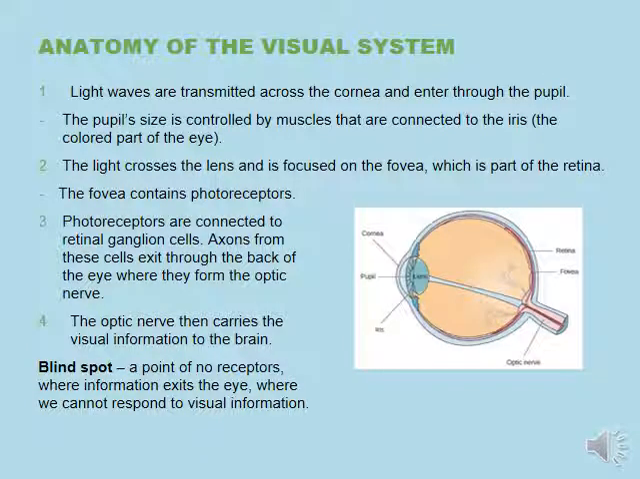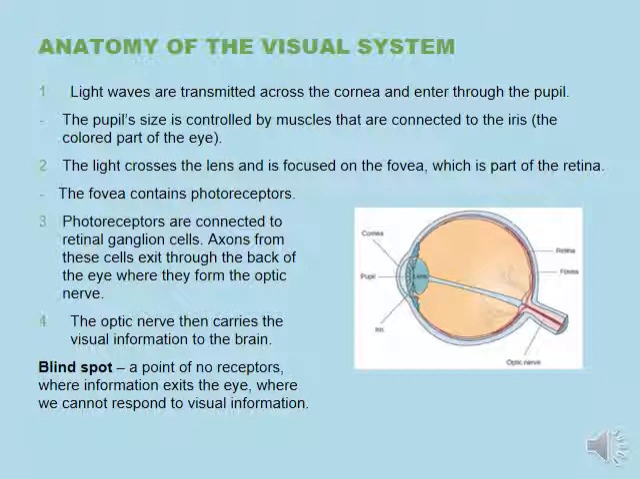Initially, the light waves are transmitted across the cornea and enter through the pupil. So again, you have the cornea right in there, and the pupil, and it goes all the way through. The pupil size is controlled by muscles that are connected to the iris, the colored part of the eye. The light crosses the lens and is focused on the fovea, which is part of the retina. So in the back end, you have the fovea.